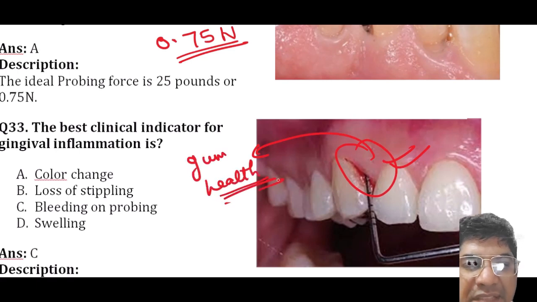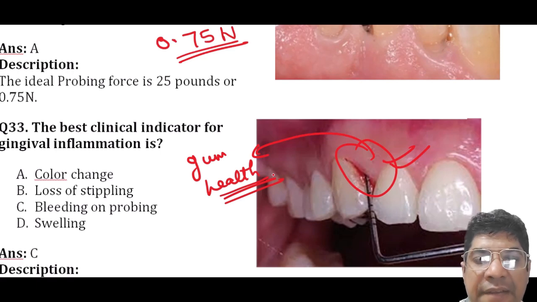So it is a sensitive indicator that can help diagnose and monitor gingivitis, that is the early stage of gum disease. While other changes like color, stippling, swelling may also occur with gingival inflammation, bleeding on probing is a reliable and widely used clinical marker.